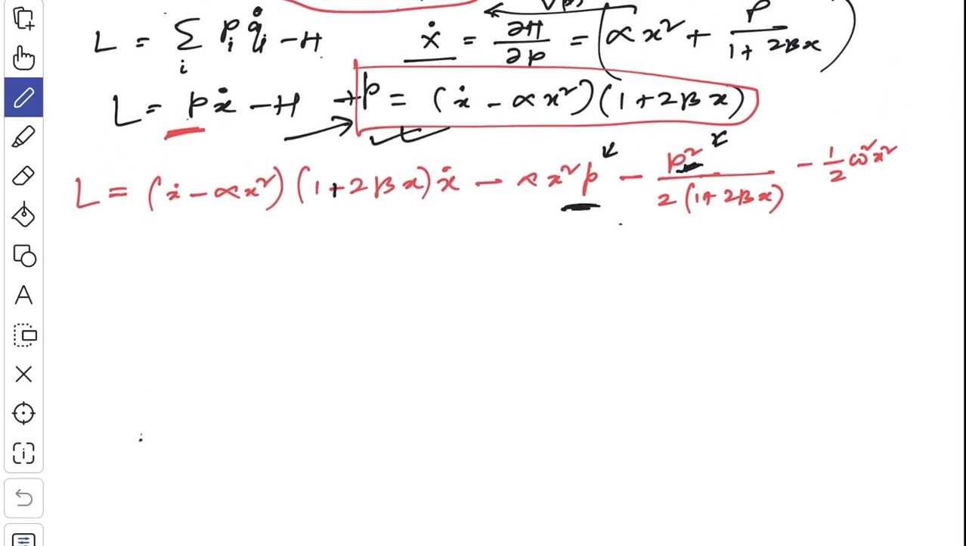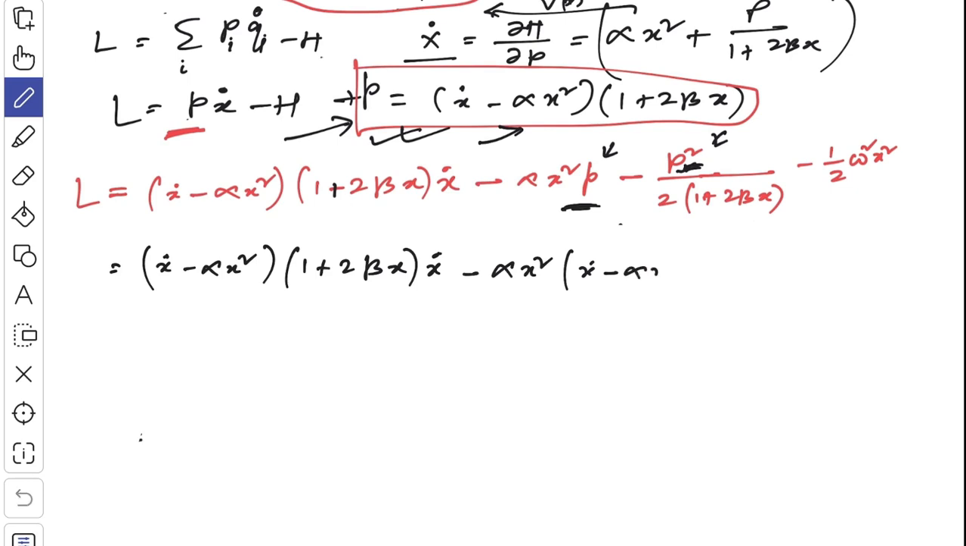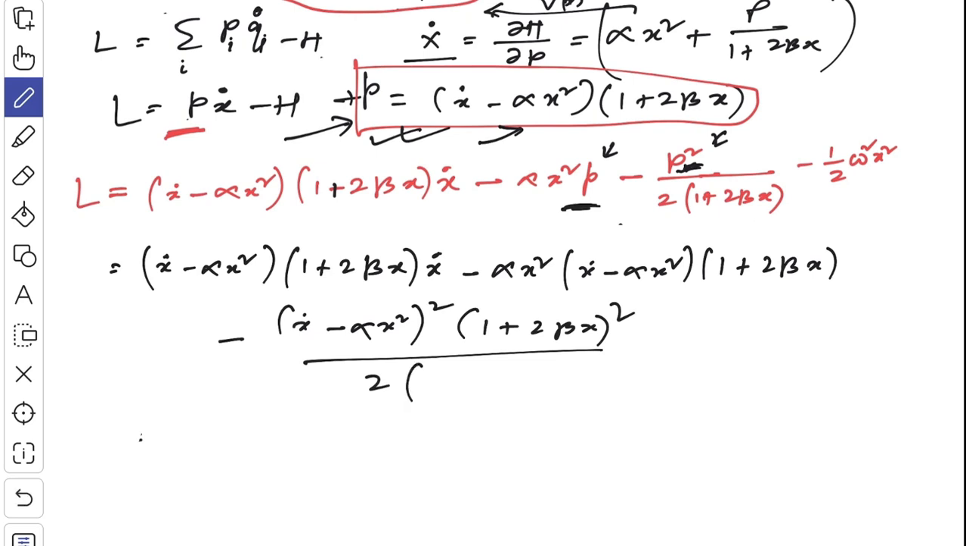So we are going to replace these two p's by this value of p here. Then we will get (x dot minus alpha x square) (1 plus twice beta x) (x dot minus alpha x square) into (x dot minus alpha x square) into (1 plus twice beta x), then minus (x dot minus alpha x square) whole square (1 plus twice beta x) whole square divided by 2 into (1 plus twice beta x) minus half omega square x square. That's what we have got.